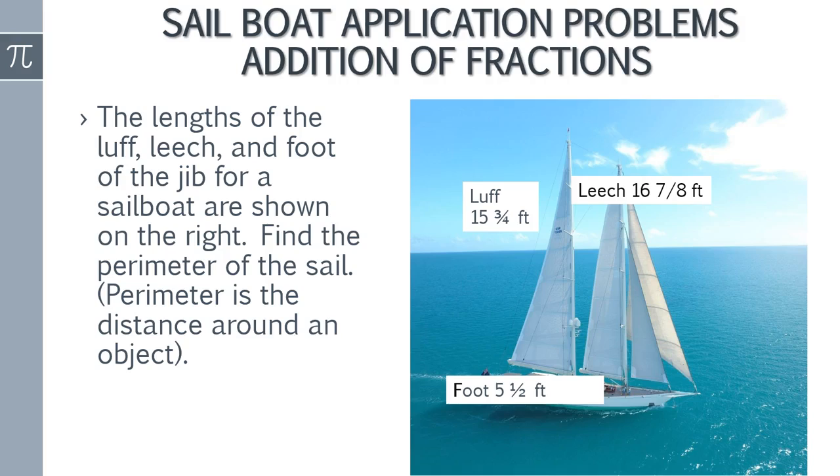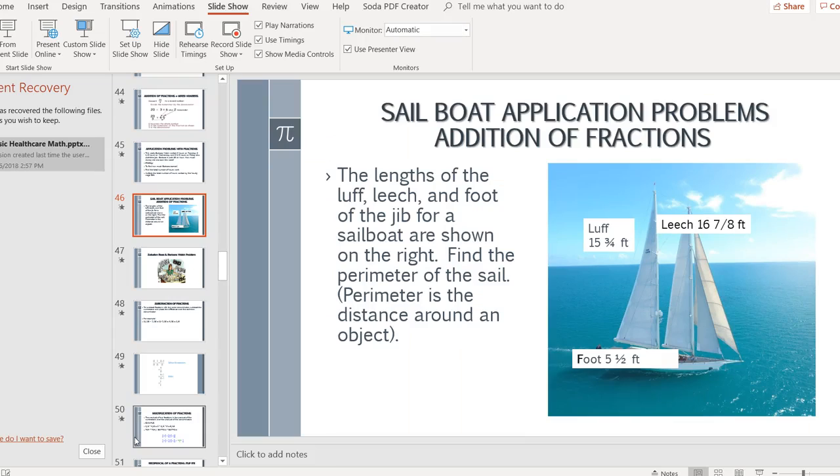If we don't know what the perimeter means, we can go online and find out the definition of perimeter. Perimeter is the distance around an object. So in this case, we have to find out how much it will be if we add together the luff, which is this side of the sail, the foot of the sail, and the leech of the sail. All of that together we can do through addition of fractions. Let's go to the board and let me show you how to do this.